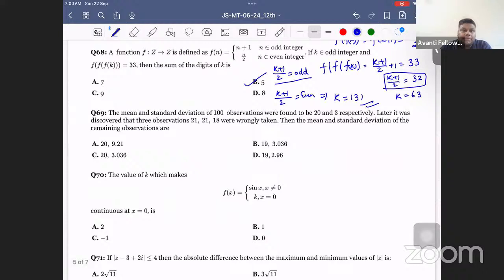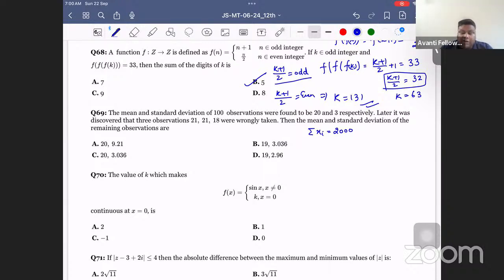Now, 69. The mean and standard deviation of 100 observations were found to be 20 and 3 respectively. It was later discovered that 3 observations, 21, 21 and 18 were wrongly taken. Find the mean and the standard deviation of the remaining observations. See, initially there were 100 observations. So the sum of all the observations, sigma xi, will be 2000.